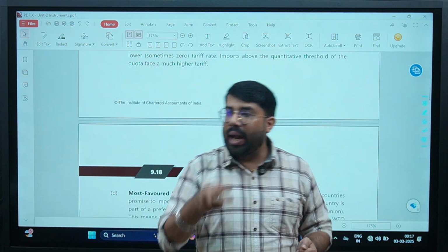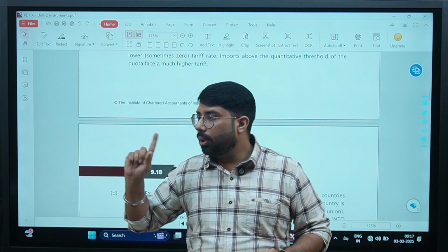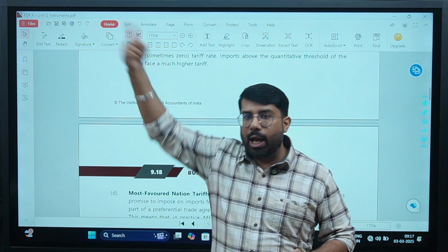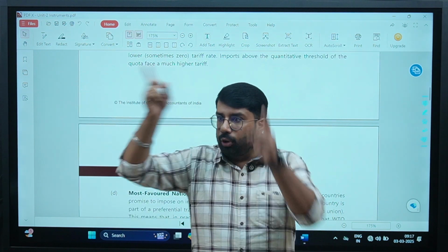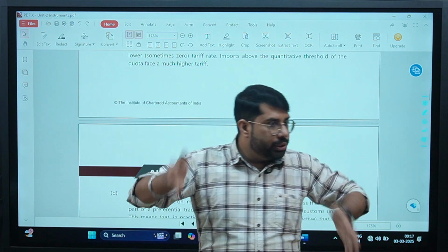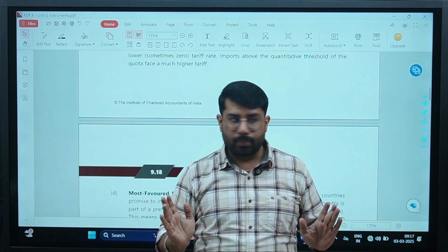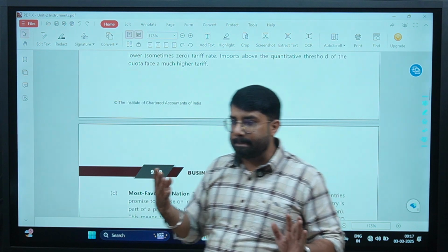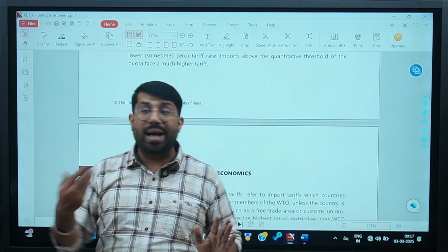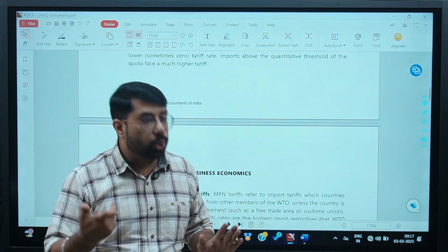It is "or" and not "and". Or means specific tariff or ad valorem tariff, whichever is higher. Are we clear? Next, the fourth type of tariff: compound tariff, also known as compound duty.